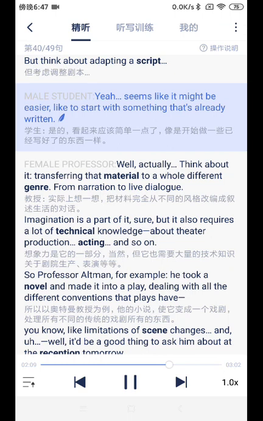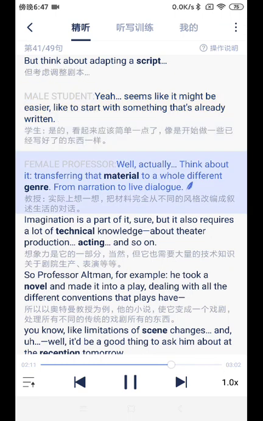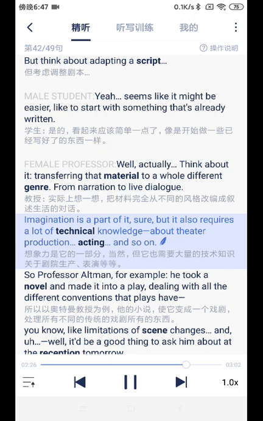Well, actually, think about it. Transferring that material to a whole different genre. From narration to live dialogue. Imagination is a part of it, sure, but it also requires a lot of technical knowledge about theater production, acting, and so on. So Professor Altman, for example, he took a novel and made it into a play, dealing with all the different conventions that plays have.